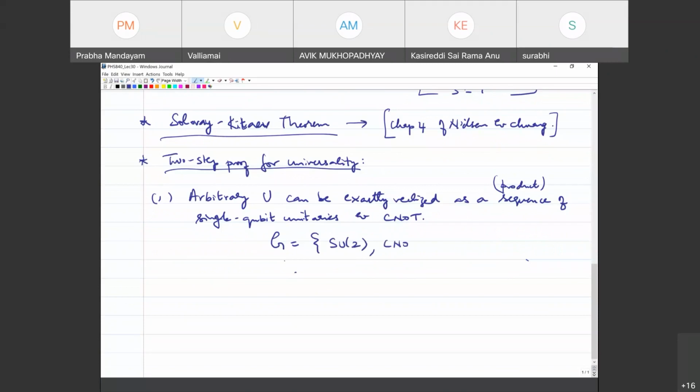Now, obviously, this is not a finite set. What is more, it's a continuous infinity. It's not even a discrete infinity, right? So this cannot really be a universality statement, but this is the first step of the decomposition. So essentially what you've done is you've reduced the complexity.